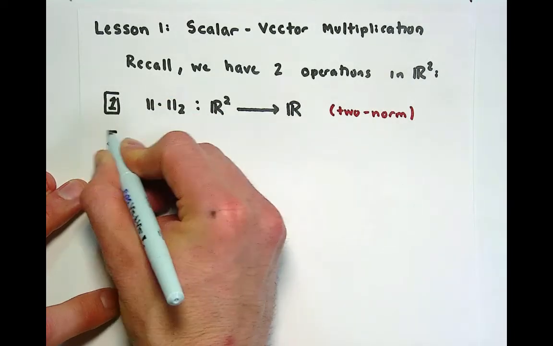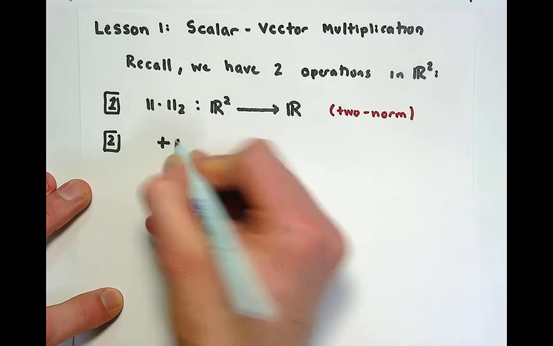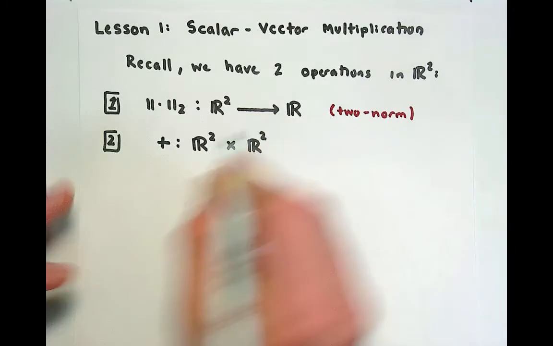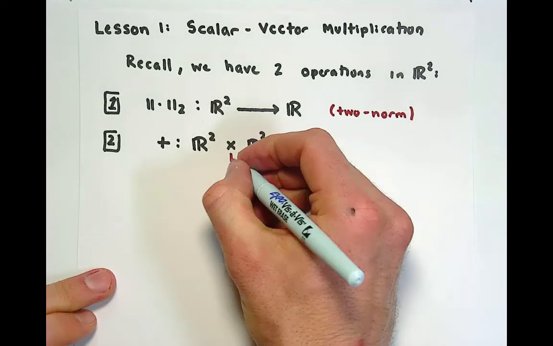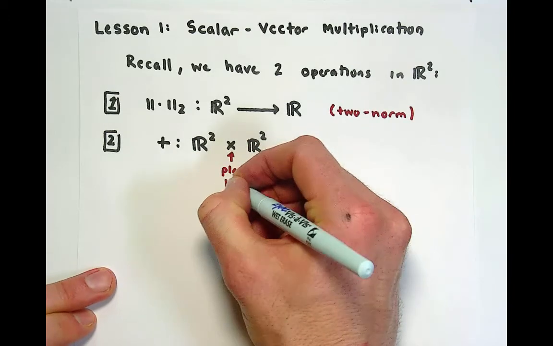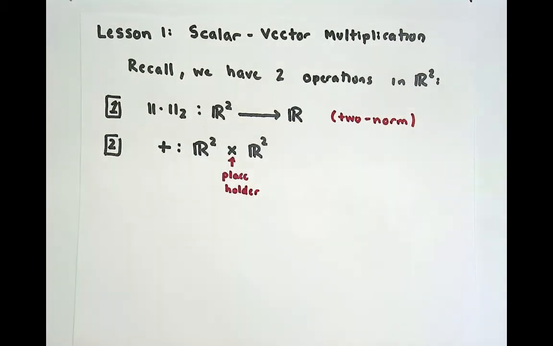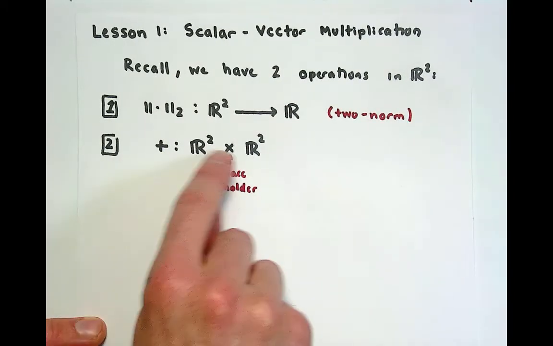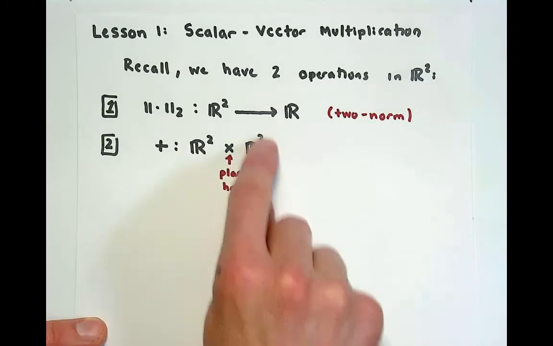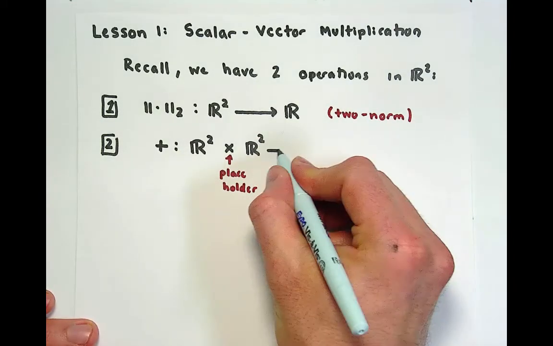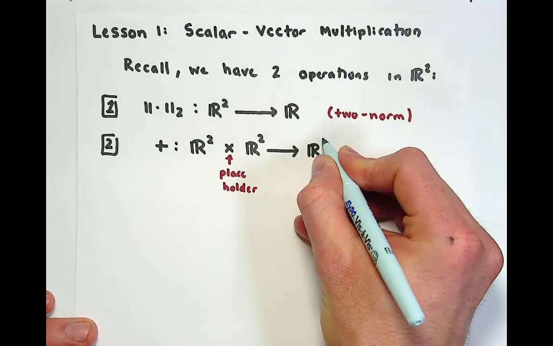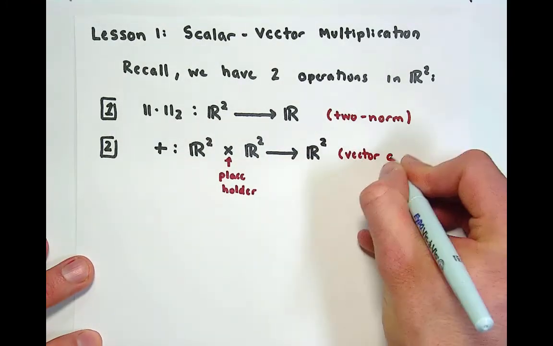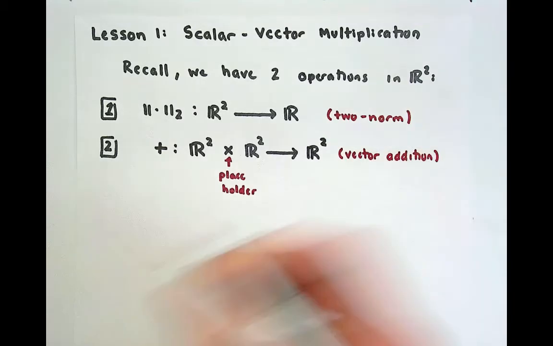The second operation that we studied was called vector addition, and vector addition took in two vectors. So this little x right here represents kind of a placeholder. On the left-hand side of vector addition, we take a vector. On the right-hand side of vector addition, we take a vector. And then the output of this operation is a vector. This is called vector addition in R2.